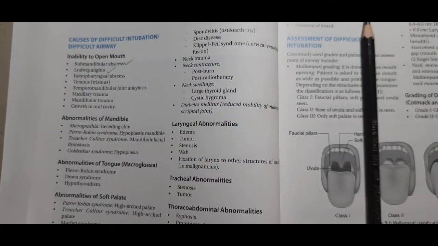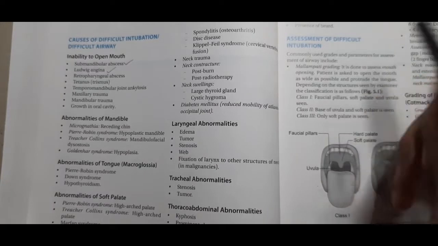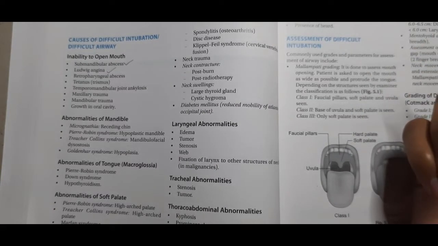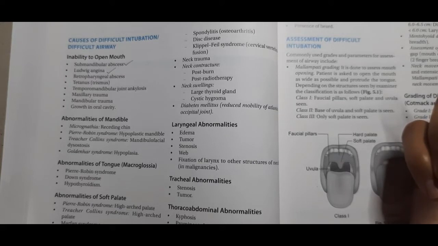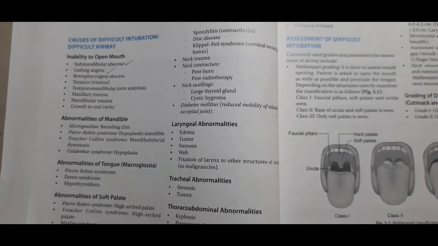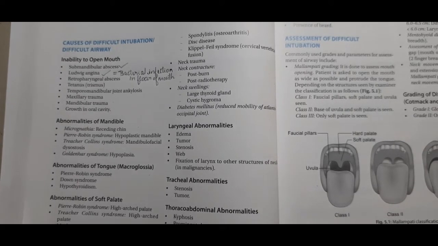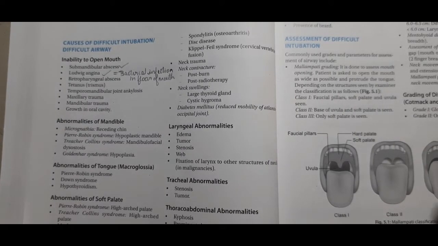Ludwig angina is a type of bacterial infection that occurs in the floor of the mouth or under the tongue. The infection might be in the roots of the tongue or due to a mouth injury. So that is Ludwig angina, a bacterial infection on the floor of the mouth.